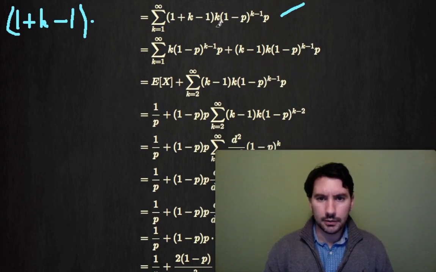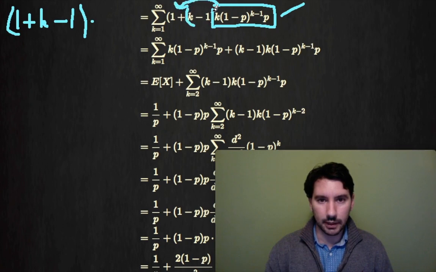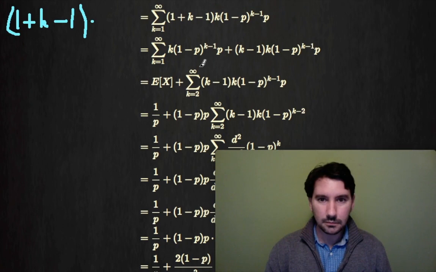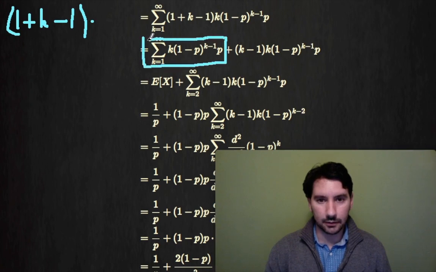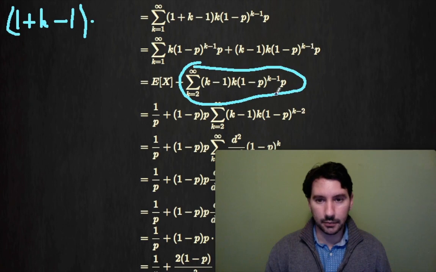So now what we're going to do is distribute k times (1 minus p) to the k minus 1 times p to each term. We take one of them and distribute it to the 1, and one of them to the k minus 1. So we have k times (1 minus p) to the k minus 1 times p, plus (k minus 1) times k times (1 minus p) to the k minus 1 times p. And this first part here was just the expected value of x that we solved above, so this is just E of x. And so we need to find the sum of the other part, (k minus 1) times k times (1 minus p) to the k minus 1 times p.